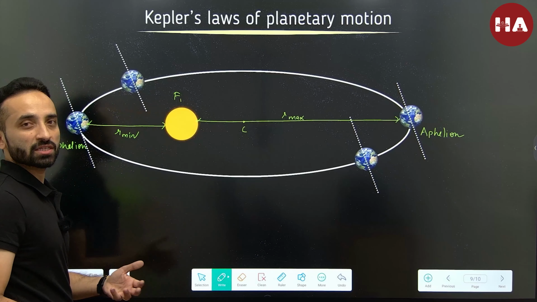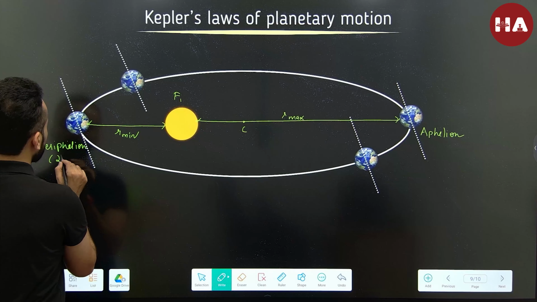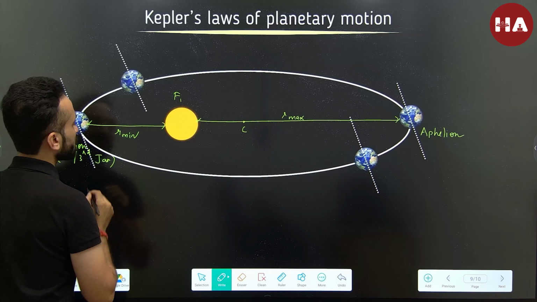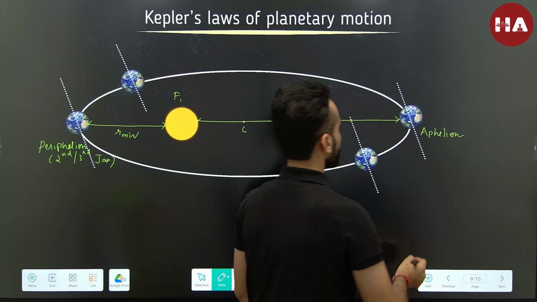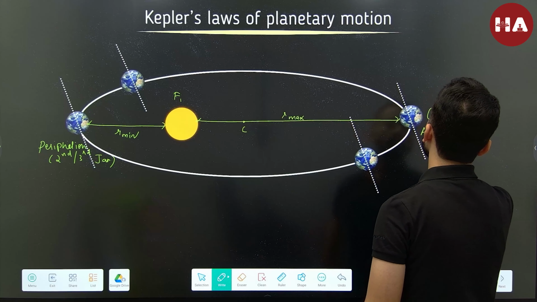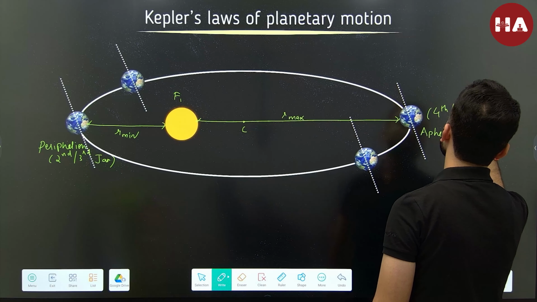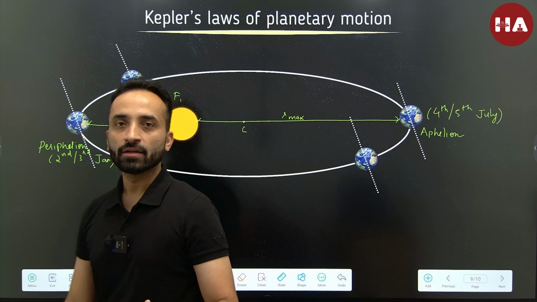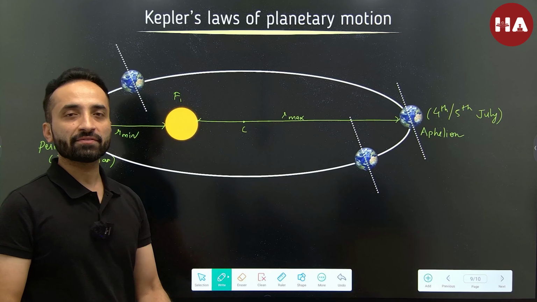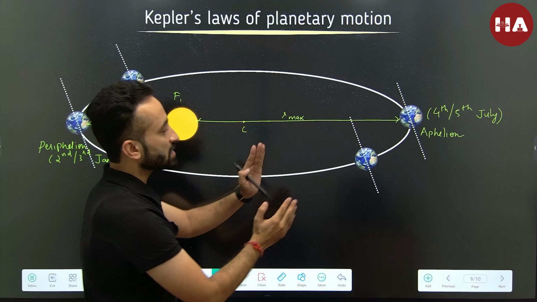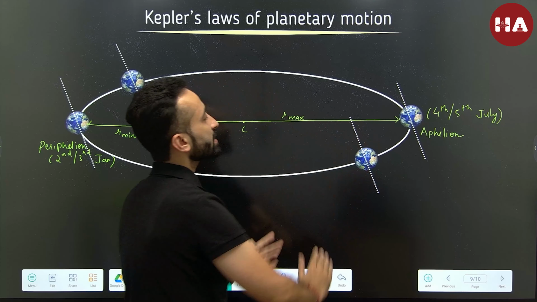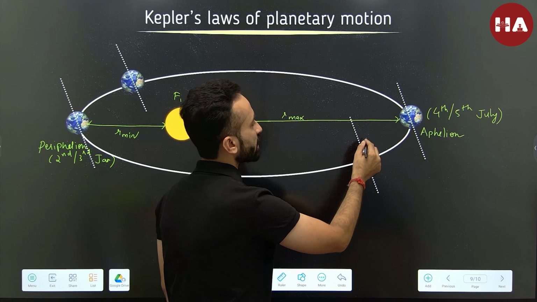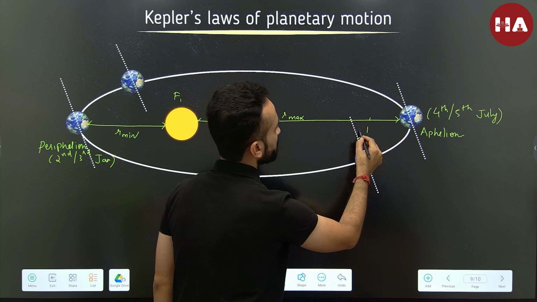Perihelion, when we are closest to the sun, is approximately 2nd or 3rd January, somewhat like this. So that is when we are closest to the sun. In fact, around 4th or 5th of July is when we are farthest from the sun, that is aphelion. So then how does it affect the summers and winters? The summers and winters are caused by this 23-degree tilt of the Earth as compared to its revolution plane, right? So this is like a 23-degree tilt.